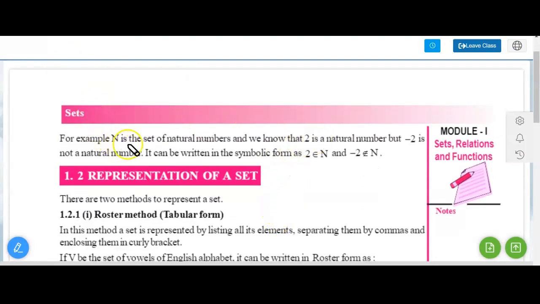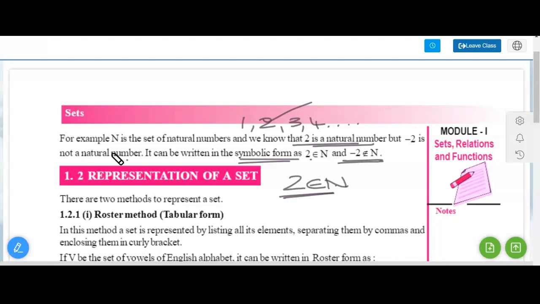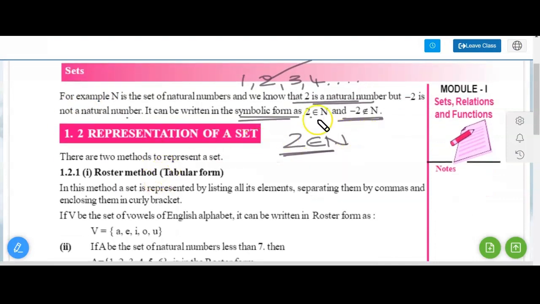See here, for example, N is the set of natural numbers, and we know that 2 is a natural number, but -2 is not a natural number. The natural numbers start from 1, then comes 2, 3, 4, like this. So 2 is a natural number, that's true, but -2 is not a natural number. It can be written in symbolic form that 2 belongs to natural numbers, and -2 doesn't belong to natural numbers. Okay, that belongs to the integer collection. So this is how these symbols are used.